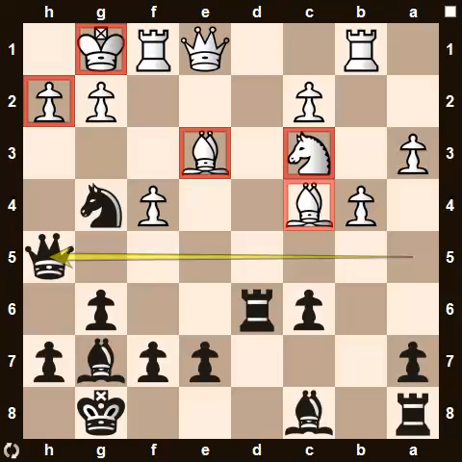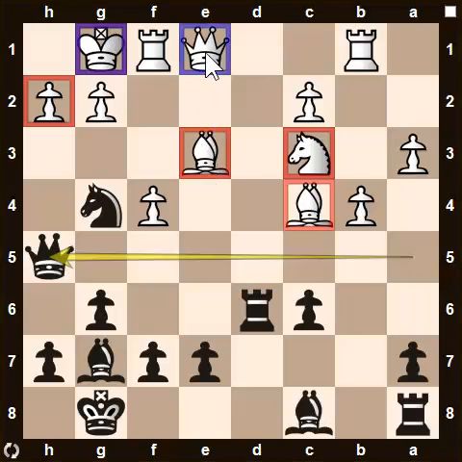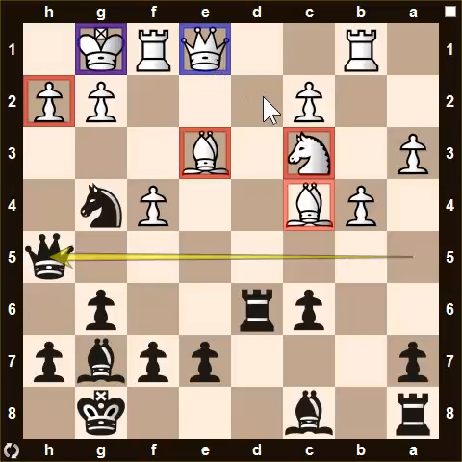Now in the same breath, when we talk about targets, we also need to talk about defenders. So the main defender of this pawn is the king, and the main defender of this bishop is the queen. So here we see a nice picture of the possible targets and the important defenders in this position.